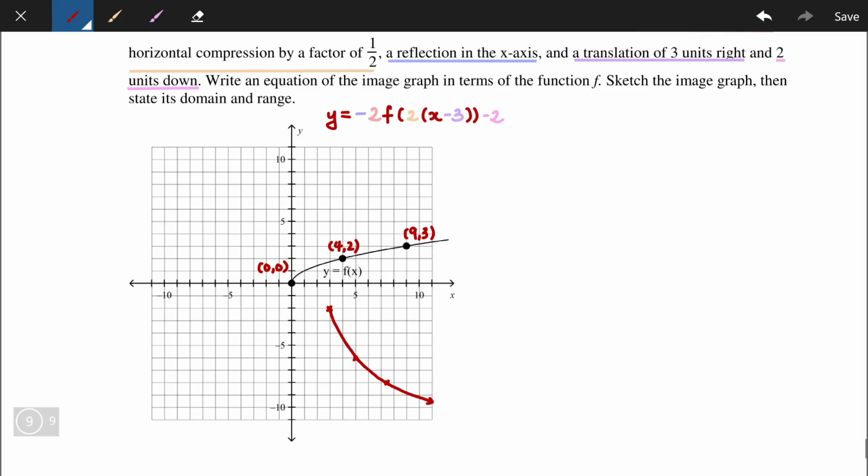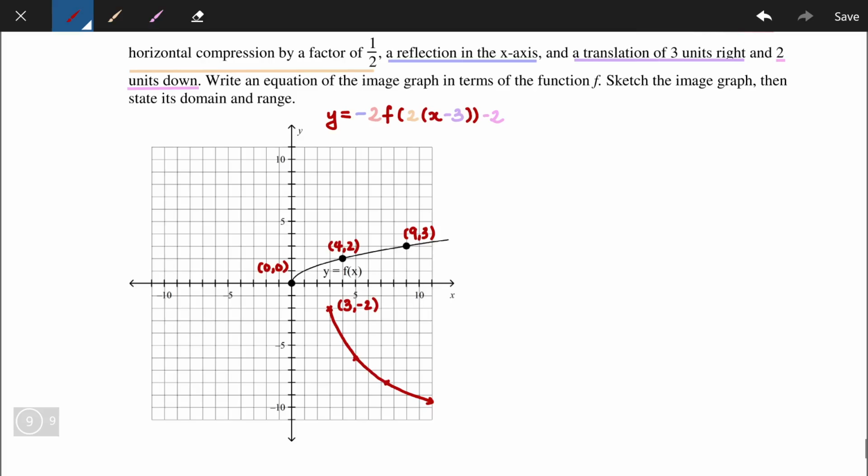So consider what happens. The point 0, 0 is not going to be reflected or stretched because those are multiplicative transformations. So the only transformation that affects 0, 0 will be the translation, and that is 3 to the right and down 2. So this is how we got the point 3, negative 2. And from there, we also have the second point, which is 4, 2.